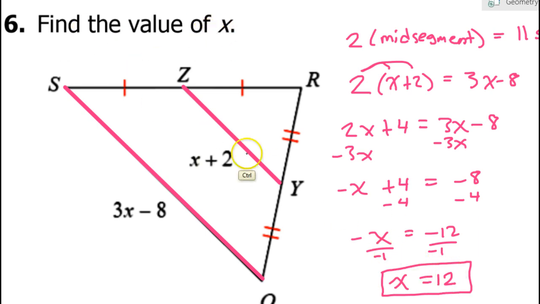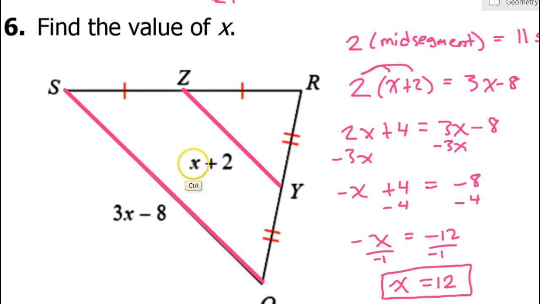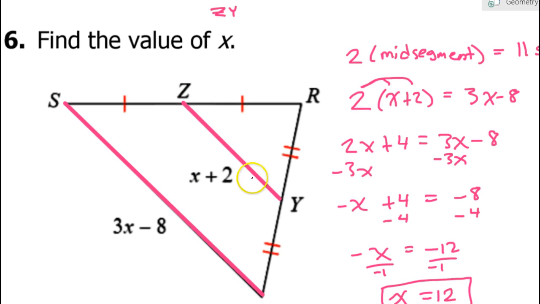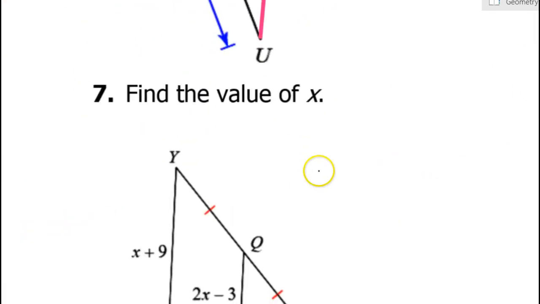Sometimes they have us go back and substitute this value in. So pay close attention. A common mistake is that sometimes instead of asking you for x, they will do something like this and ask you to find the value of segment length ZY. In that case, you would have to take the 12 and plug it back in, and then ZY would be 14. So pay careful attention. Are they asking you just for x, or are they asking you for one of the segment lengths? Watch out for that.